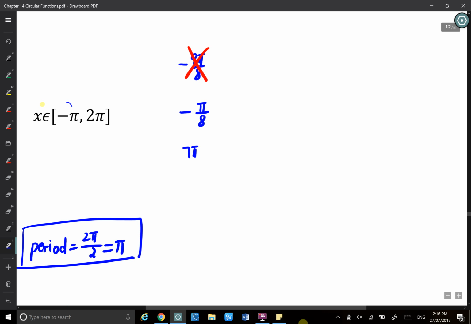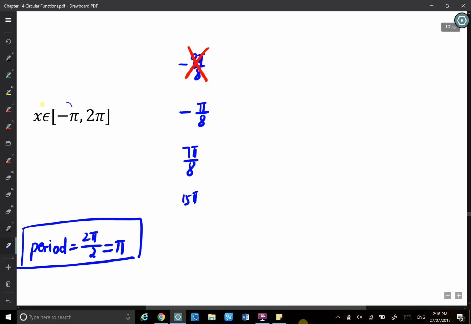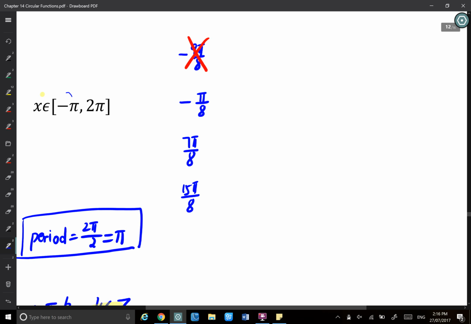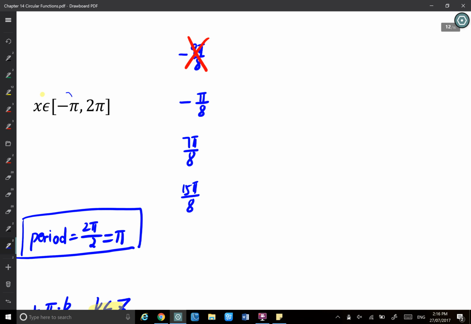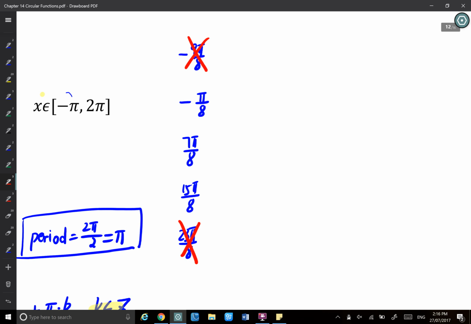7 pi on 8 is still within the domain. How about adding another one? 15 pi on 8. Add another one. If you add another pi, it is 23 pi on 8. It's already out. 15 pi on 8 is very close to 2 pi already. 16 pi on 8 is 2 pi. So 15 pi on 8 is fine, but if you add another one, it's outside. So I'll stop here on both sides. So there are three solutions here.